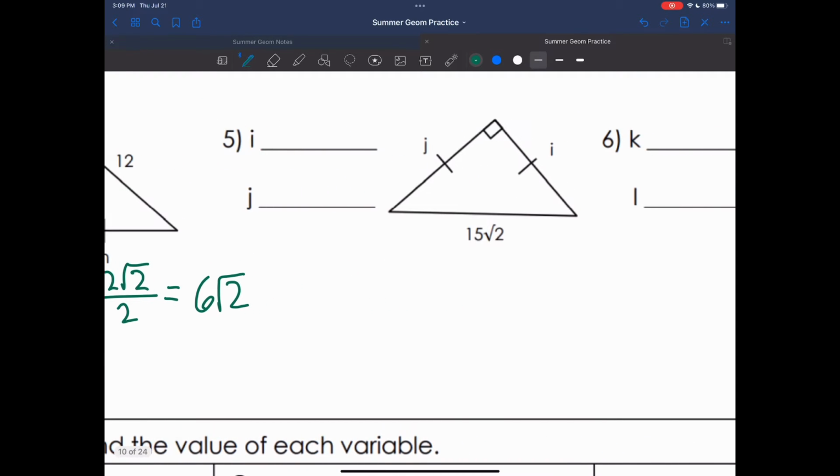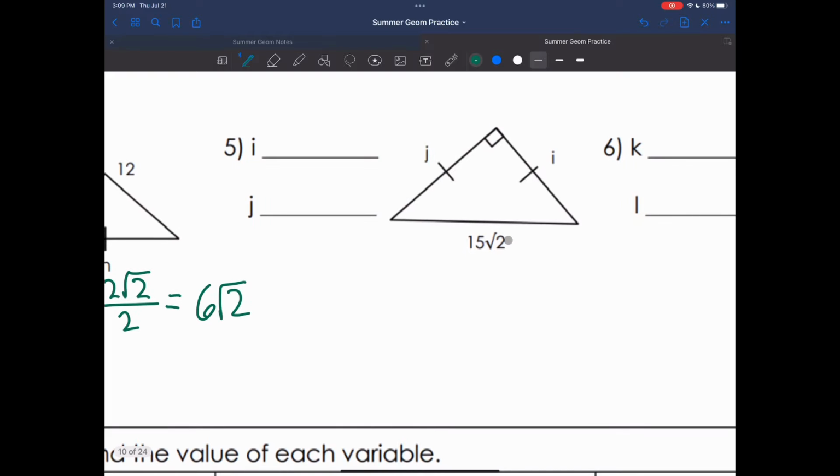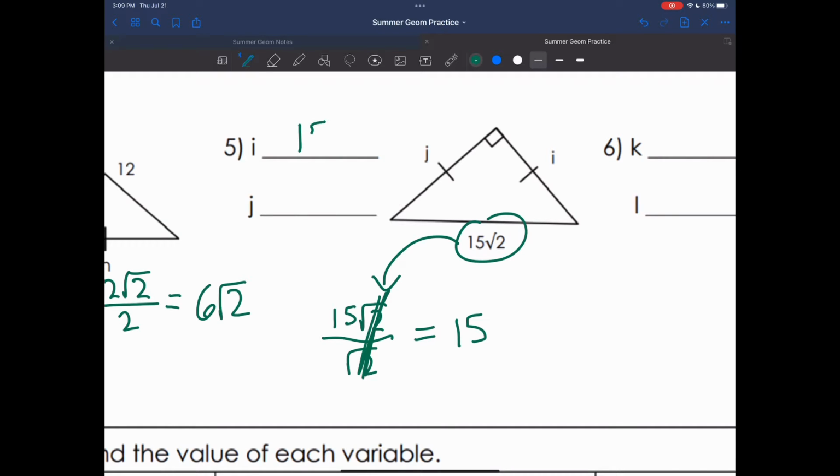Okay, good. On to number 5. All right, this is another one where they give you the hypotenuse, so we got to work backwards. We always do that by taking whatever this is, writing it out to the side, and dividing it by the square root of 2. Now this one's a bit easier because these are just going to cancel out right here, and you're just left with 15. So you don't have to do a weird rationalizing of the denominator kind of thing. And that's going to be our answer for both sides. Just 15.